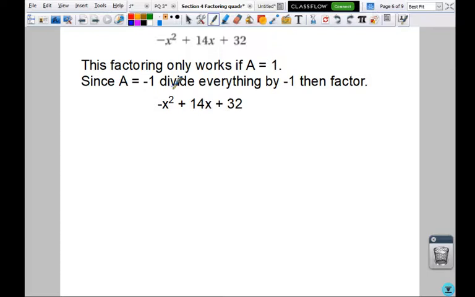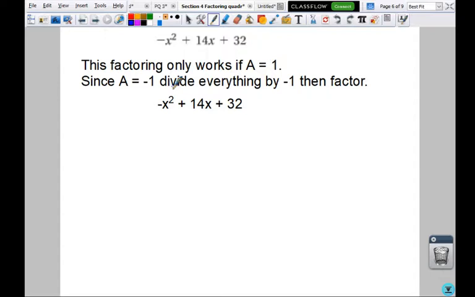Alright, Dazen, what has every single factor problem had in common so far? Negatives. Well, yeah, they've all had an X. So far, every single factor problem has had A equals 1. So the factoring we did, in middle factoring, only works when A equals 1.